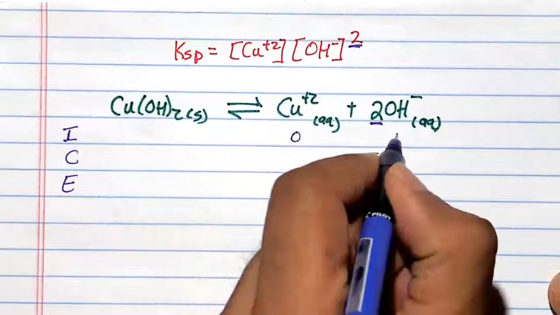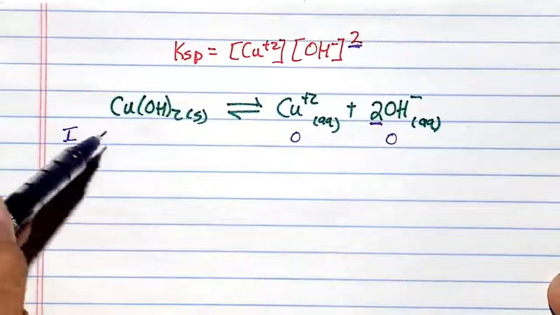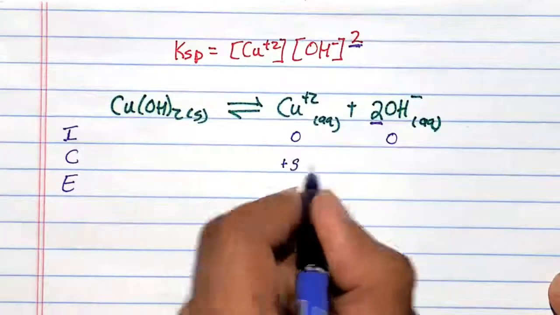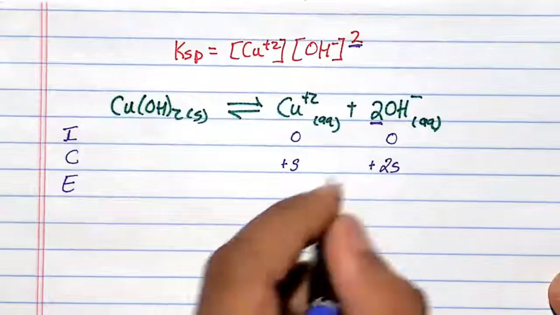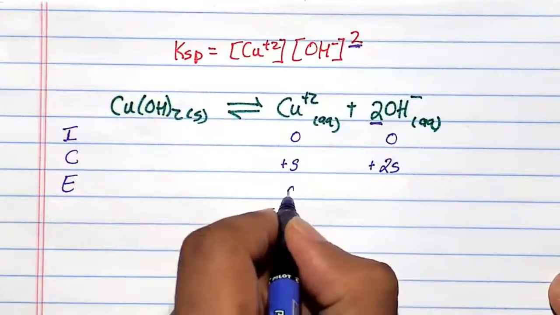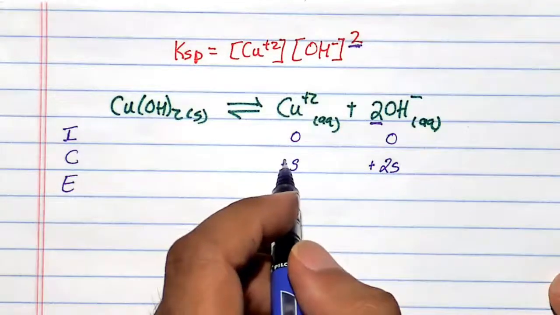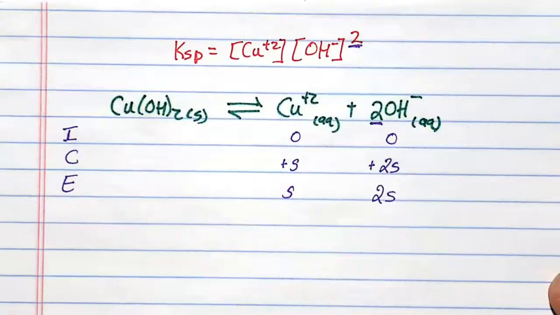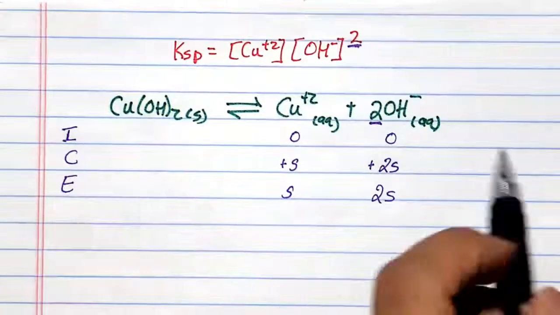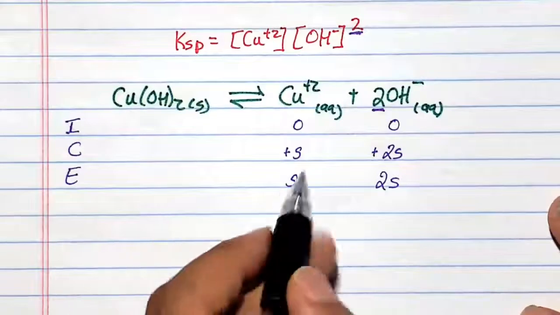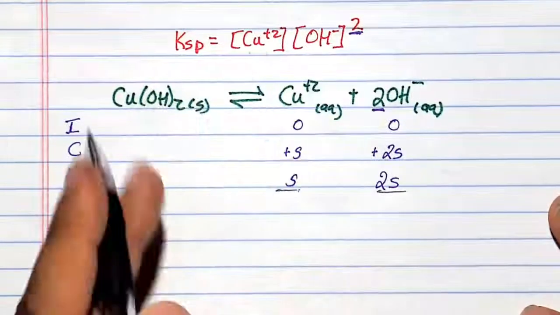Initially, we will have 0 of this and 0 of that. Some of this copper hydroxide will go to make copper ion, so we'll call it plus S. And some of it will go and make hydroxide ion, plus 2S, because there's 2 moles. So at equilibrium, we'll have some solubility of copper that goes in solution, dissolved in water, and then we'll have some solubility of hydroxide ion that goes into water, because we have an equilibrium between the solid and its component individual ions. So let's plug these equilibrium terms back in here.